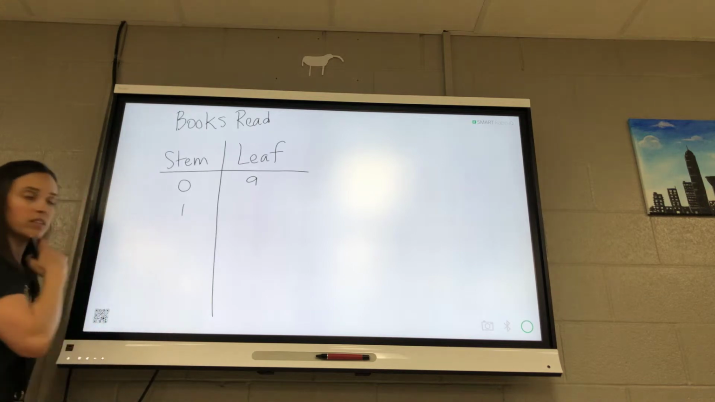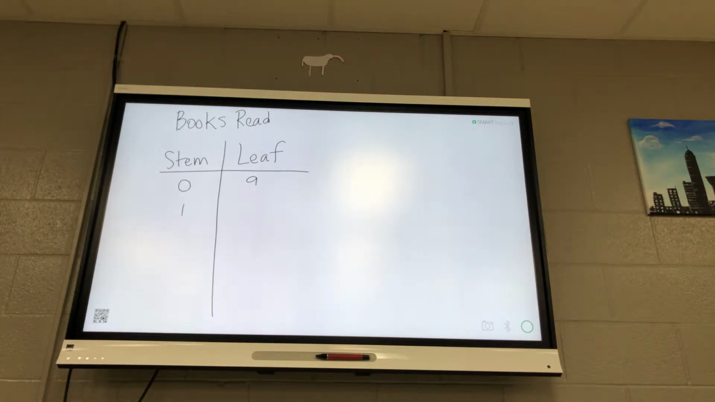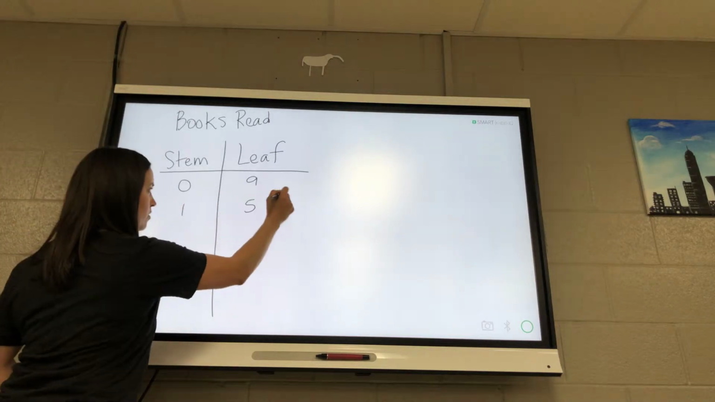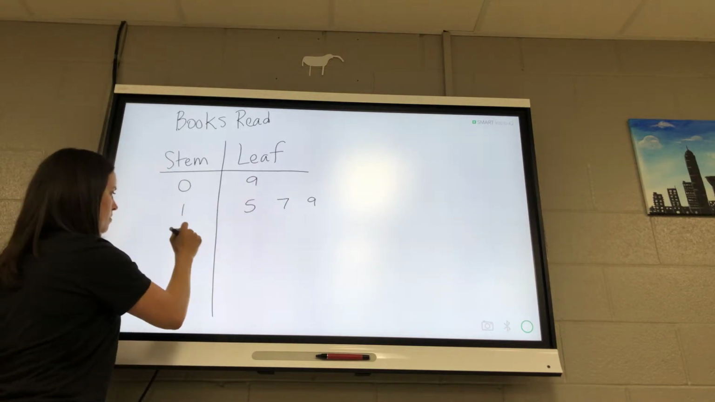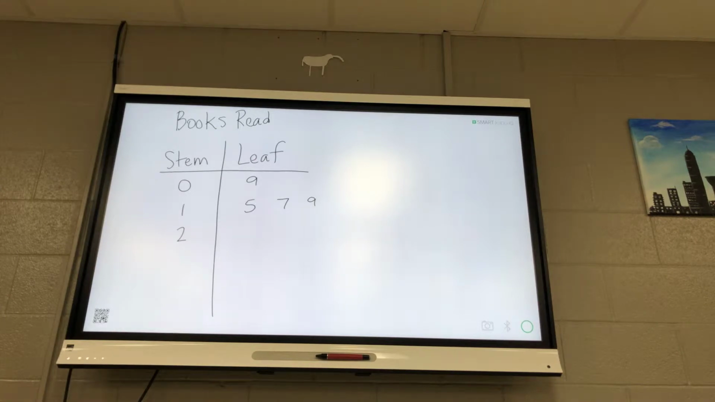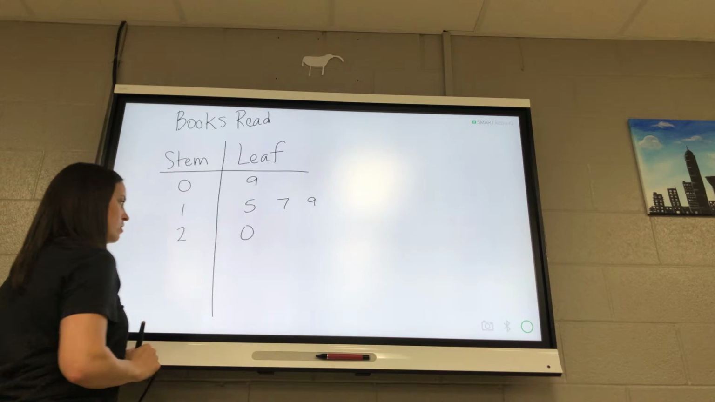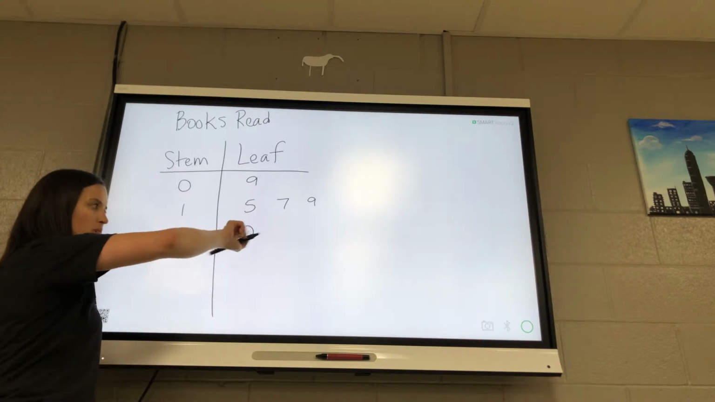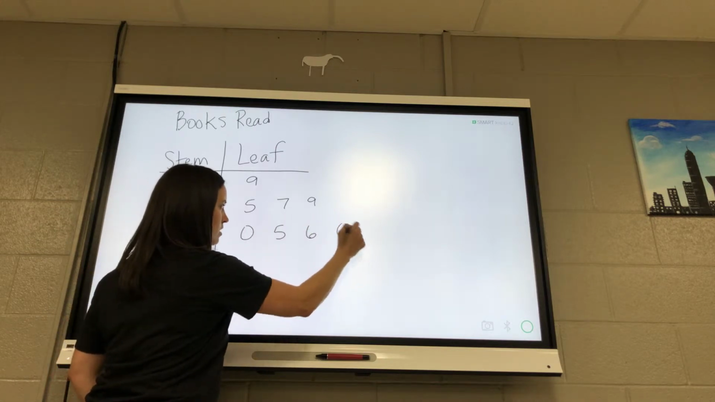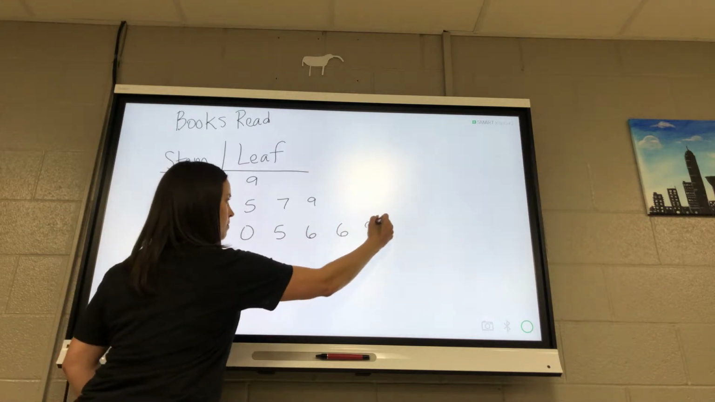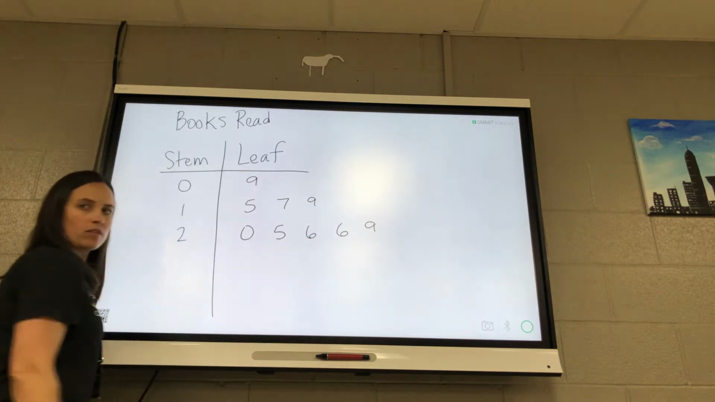Now we're going to find all of the ones that have a 1: 15, 17, and 19. So we have a 1 here, so we'll have a 5, a 7, and a 9. What do we have with twos? Two 26s, a 25, and a 29. We're going to put them in numerical order: 25, 26, 26, 29. 1, 2, 3, 4, 5 in the 20s.